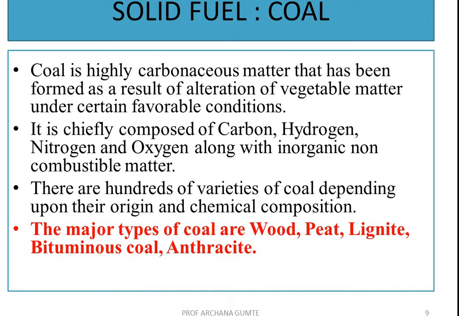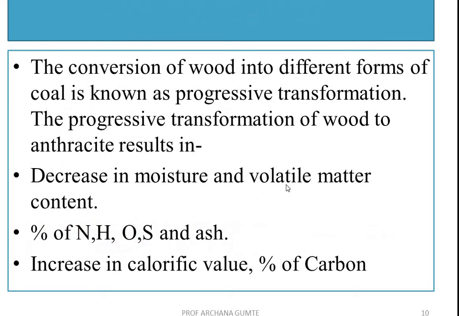Anthracite has the highest calorific value, therefore it is termed the highest ranking coal. Wood has low calorific value, therefore it is the lowest ranking coal. And lignite, that is brown coal, is a middle ranking coal. This conversion of wood to anthracite is known as progressive transformation, and it depends on increase in calorific value, decrease in moisture and volatile content, and also on the percentage of nitrogen, hydrogen, oxygen, sulfur.